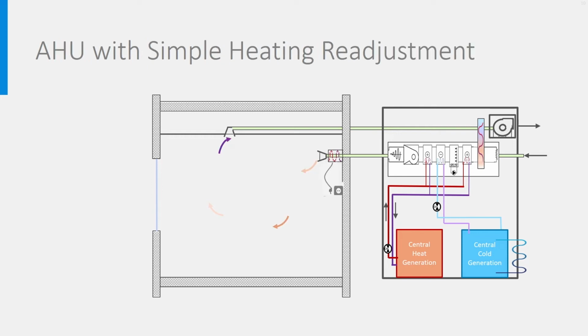In heating mode, a simple room temperature readjustment can be done by using an electrical heater like that. This heater is switched on or off with a room thermostat or a simple switch.